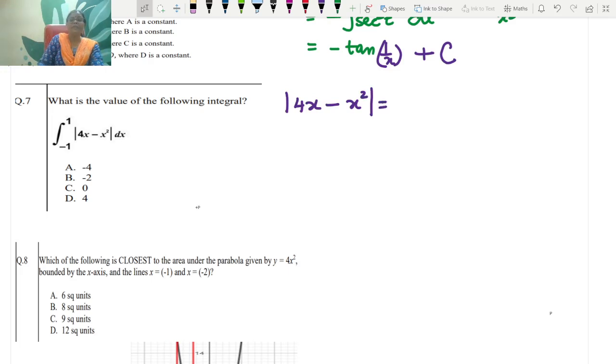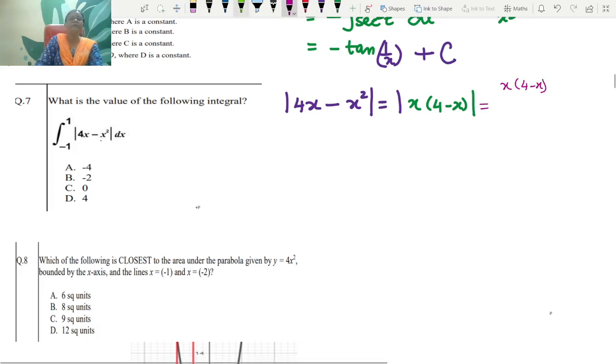Now, 4x minus x square, you have to factorize it. It is factored as x times 4 minus x. So what does this be equal to? It will be x times 4 minus x. It is going to be positive if this expression is positive. So this is a function which is positive. This expression has to be positive, x times 4 minus x. Where will it be positive?